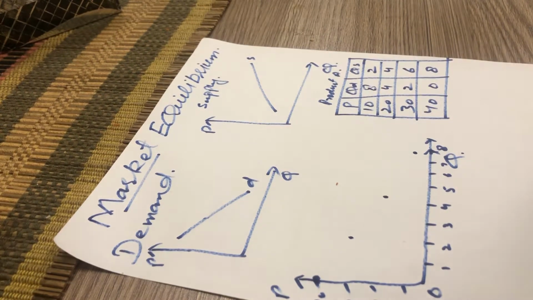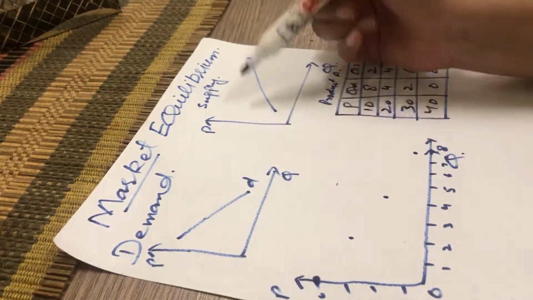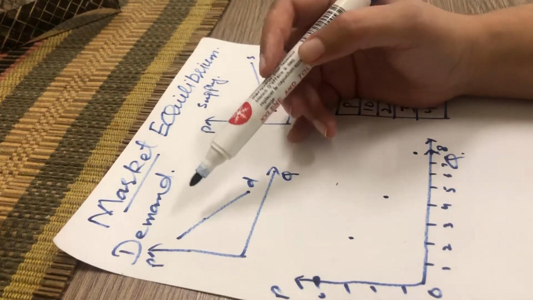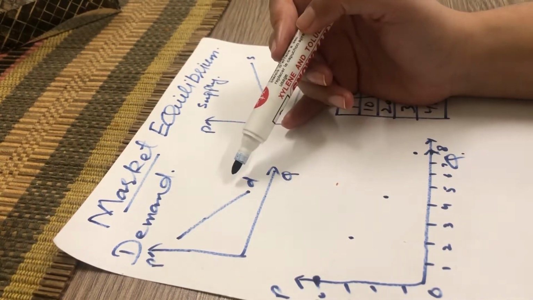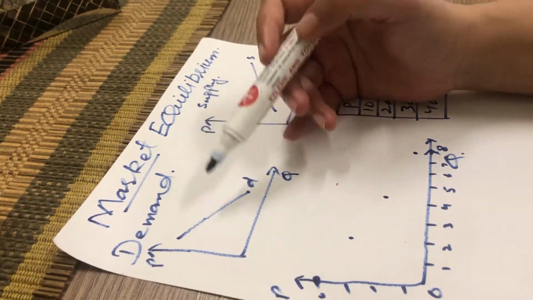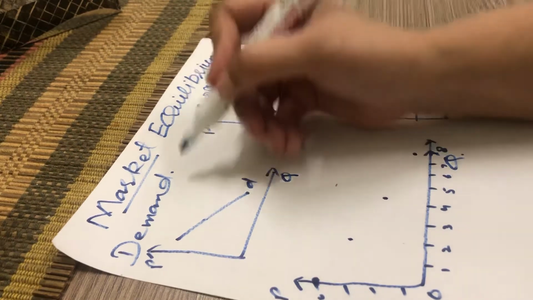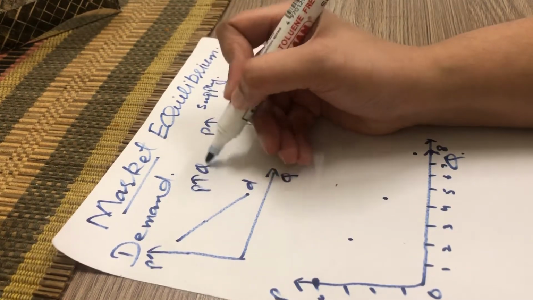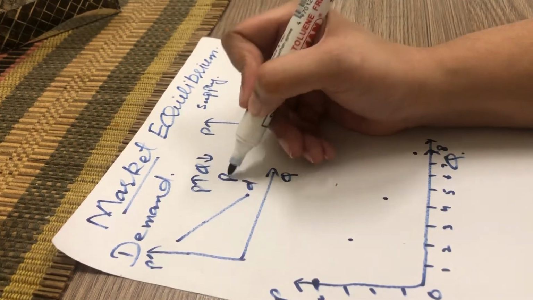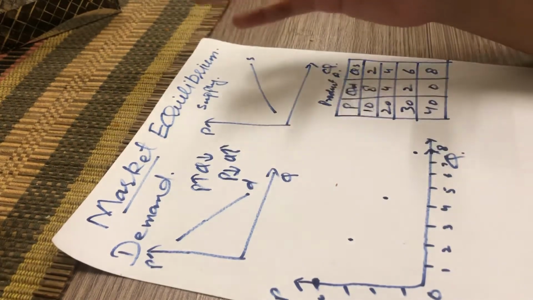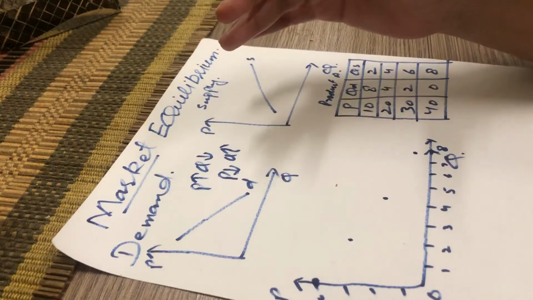So we have already discussed demand and supply in the class. Demand is basically the negative relationship between price and quantity, and we know that if the price of a commodity increases, its quantity demanded decreases, and if the price decreases, the quantity demanded increases. So there is an inverse relationship between price and the quantity demanded.